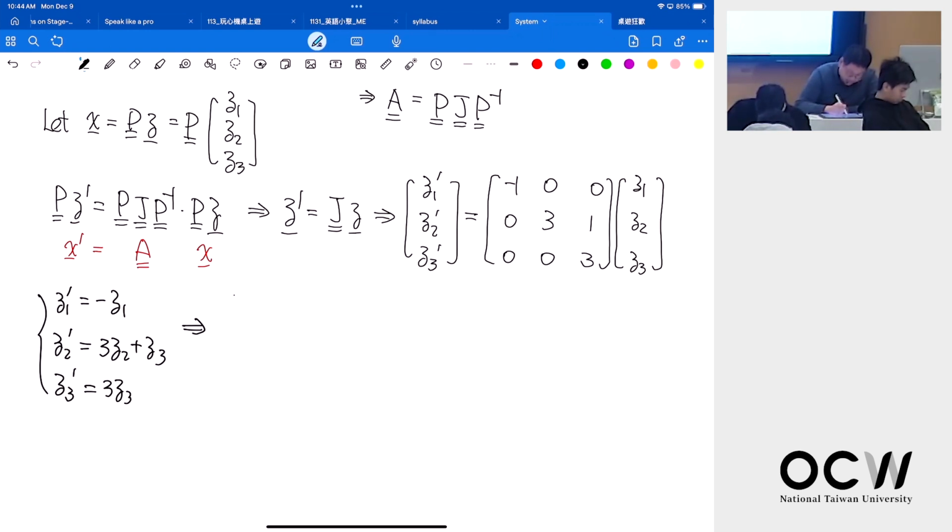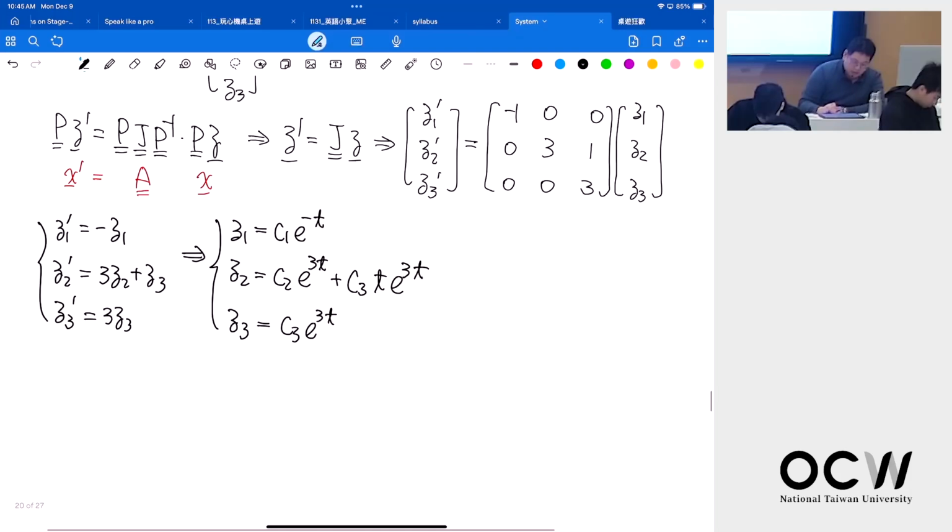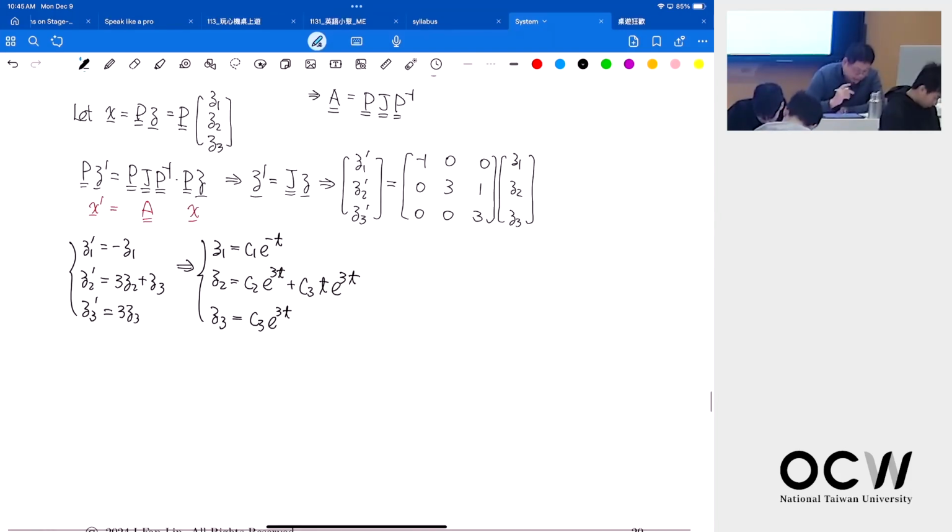Then you have Z1 equals C1 e to the minus t. Z2 equals C2 e to the 3t plus C3 t times e to the 3t. And Z3 will be C3 e to the 3t. That is the answer for Z. Then we need to go back to X. X is P times Z.